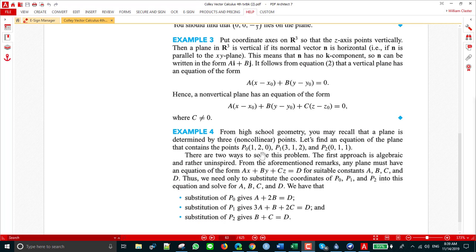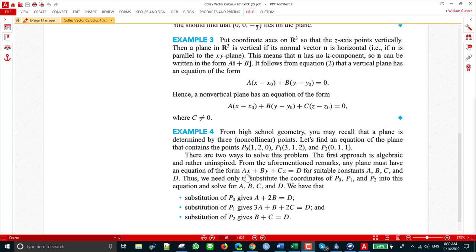Okay, let's try example 4. They say in high school geometry, we know that a plane is determined by three points, as long as the 3 points don't lie in a straight line. So if you have 3 points and they don't lie in a straight line, then you get a plane determined by those 3 points. So we want to find the equation given 3 points.